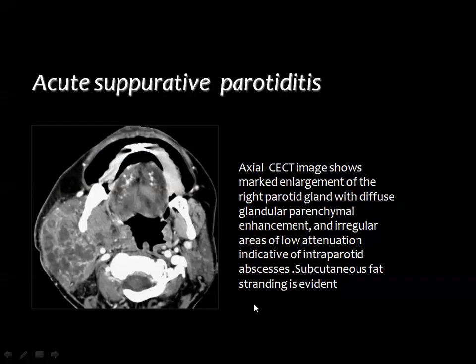This is an example of acute suppurative inflammation of the right parotid gland. The gland is markedly enlarged and it is heterogeneously enhanced with multiple loculi which are marginally enhanced compared to the normal left parotid gland. If you look carefully, you will appreciate the stranding of the subcutaneous fat at the affected site.